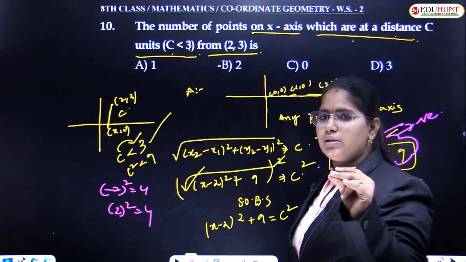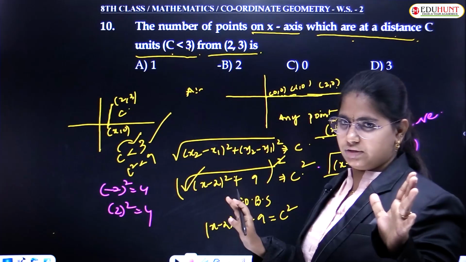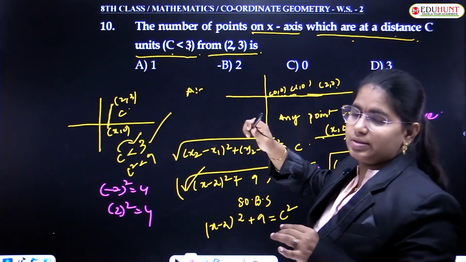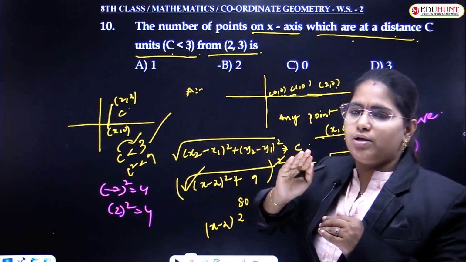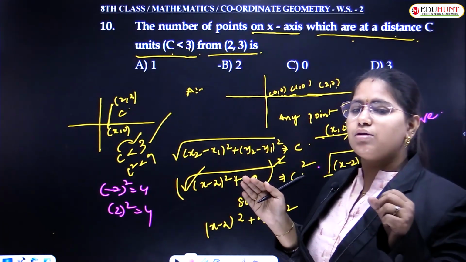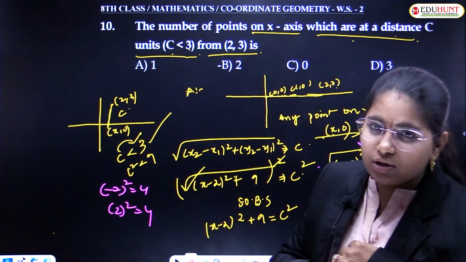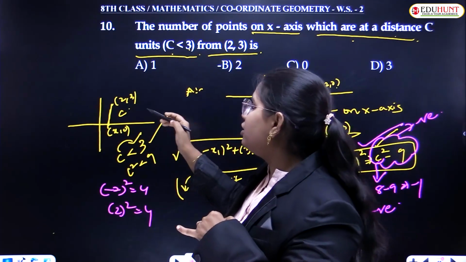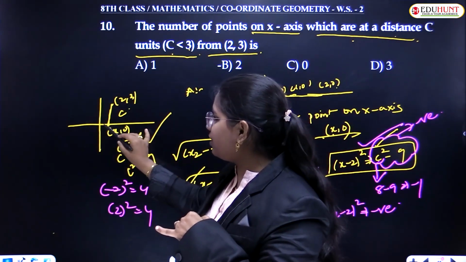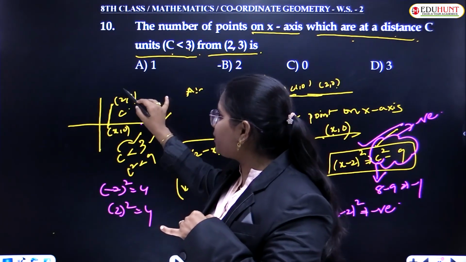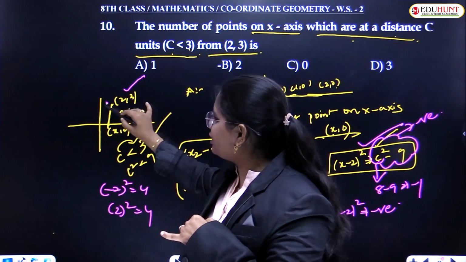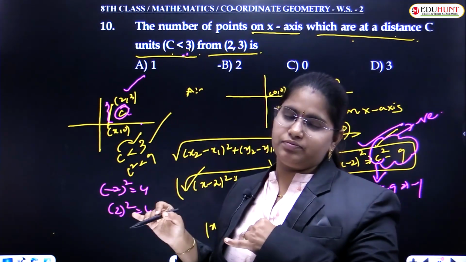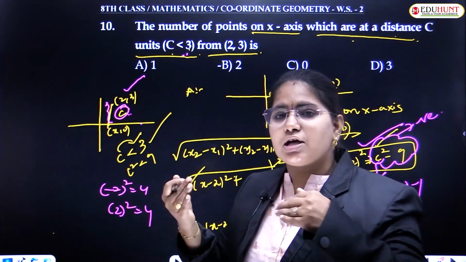Once again I am telling you, I will be telling you this question. This is kind of a different question. That's why I am telling you again. See, how many points are there on the x-axis? What condition should the points on the x-axis satisfy? It should satisfy a condition, right? The points on the x-axis from the point 2, 3 are located at a distance c, and this c should be less than 3.